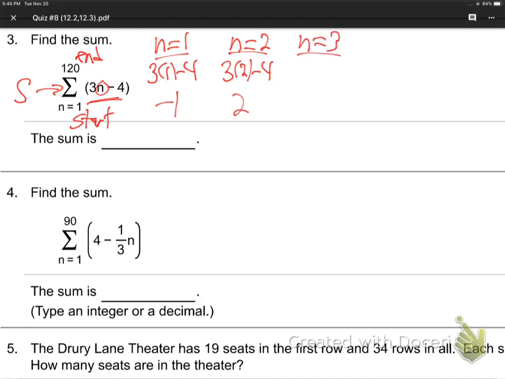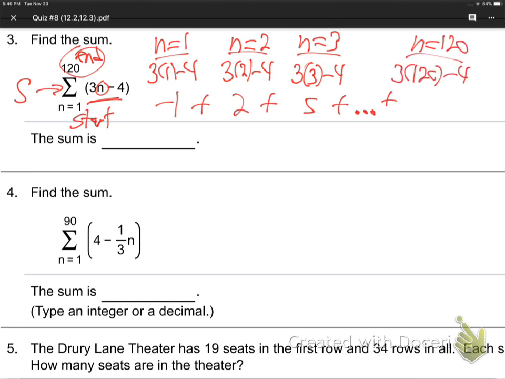Then plug in 3. 3 times 3, 9 minus 4, 5. And we're adding these up, etc. What's the last one? We end at n equals 120. So that's 3 times 120 minus 4. 360 minus 4. What's that? 356. So there we go. So this is what we're adding up.